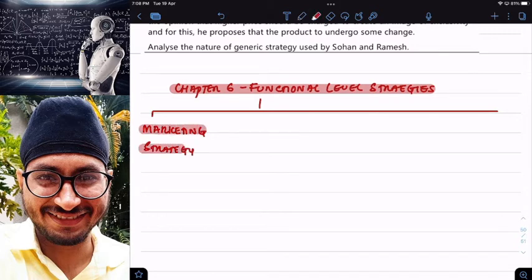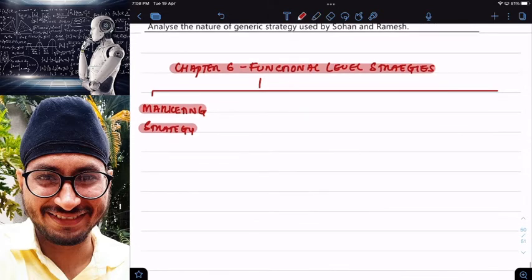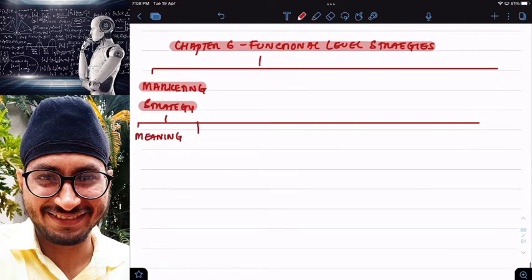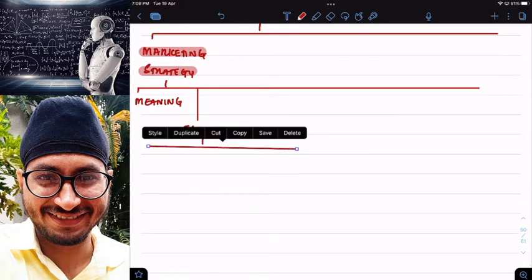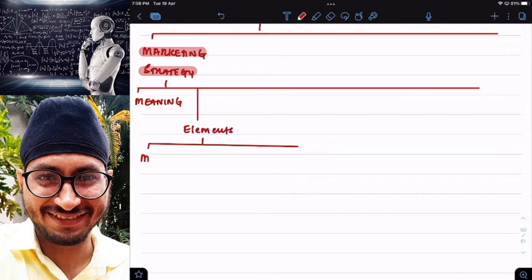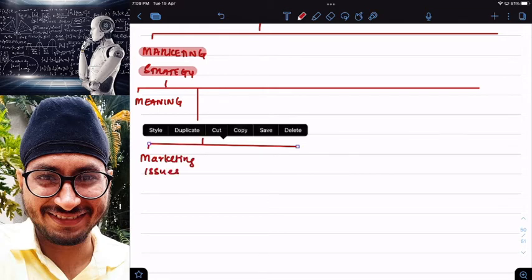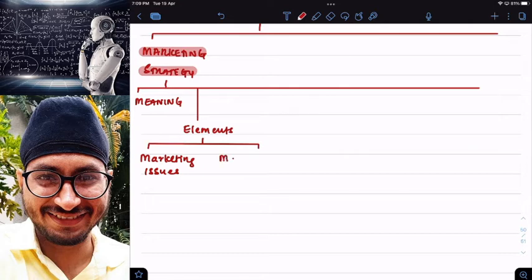In marketing strategy we are going to discuss many concepts. First we are going to discuss the meaning of marketing. Then we are going to discuss the elements of marketing. In elements of marketing we have two concepts. One is marketing issues, and the second one is marketing process.